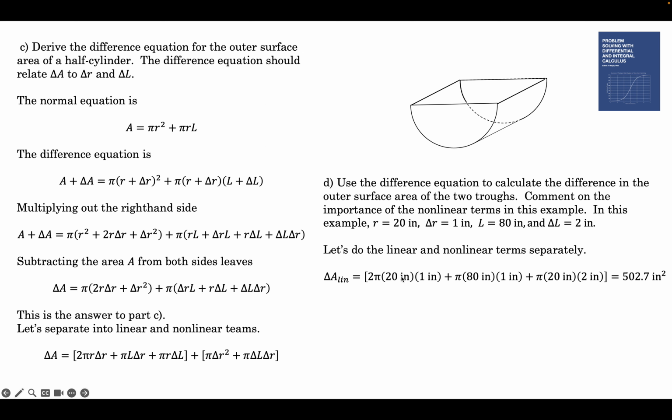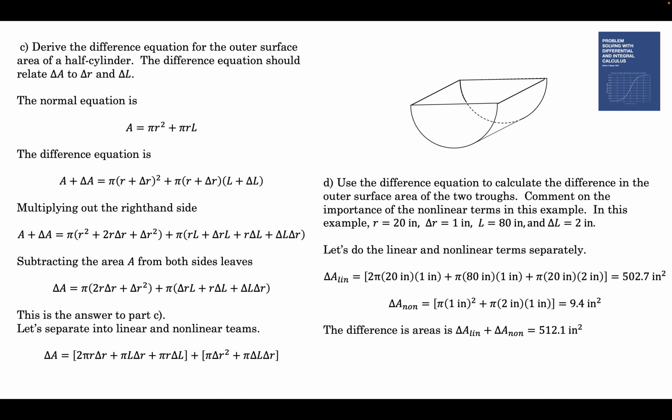Linear. There we go, 502.7. Nonlinear is pi delta r squared plus pi delta r delta L, pi r delta r squared, pi delta L delta r. That's only 9.4 square inches. If we add these two up, we get 512.1 square inches, and that's exactly what we got last time, 512.1.